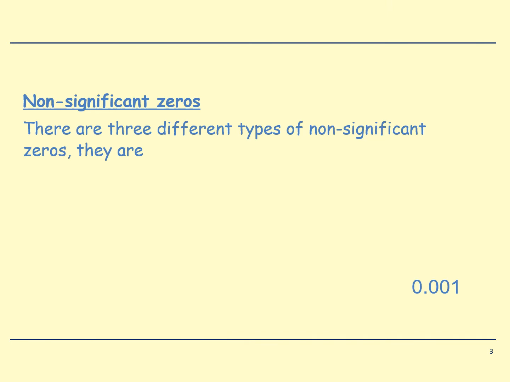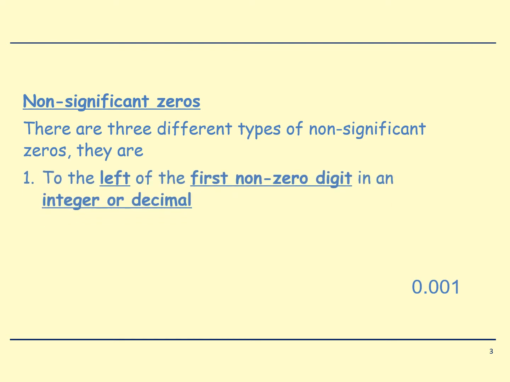We're going to look at non-significant zeros. So there are 3 different types of non-significant zeros. To the left of the first non-zero digit in an integer or a decimal. That might sound quite complicated, but what that means is the number 029. We wouldn't normally write 029, we would just write 29. So that first 0 is not significant.